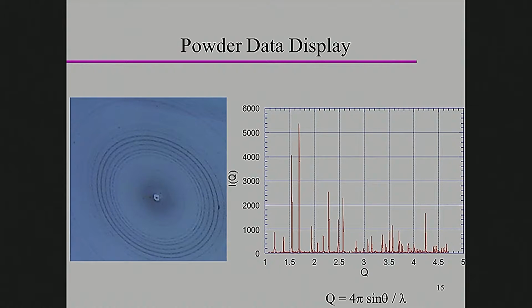Most of the time, we display the data like this, one-dimensional, and you can have any kind of function of Q down here. It could be Q, it could be sine theta over lambda, it could be d, it could be theta, 2 theta, whatever people prefer to plot their data in. But usually it's one-dimensional data.